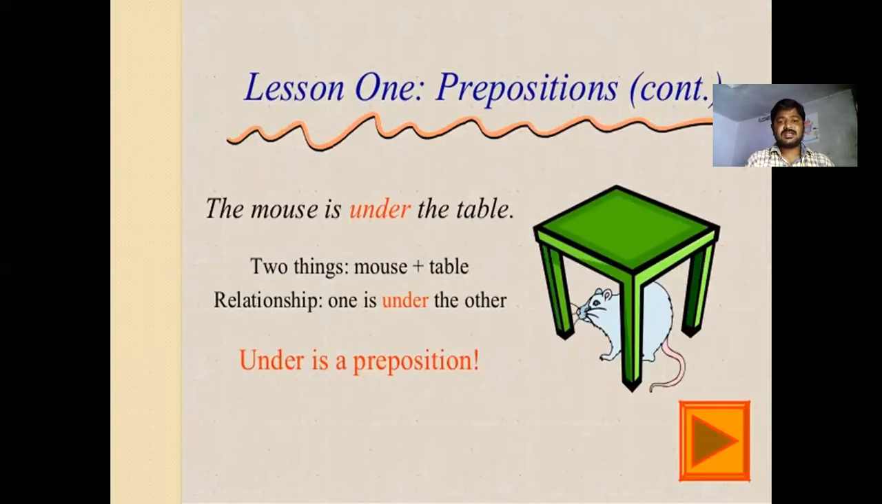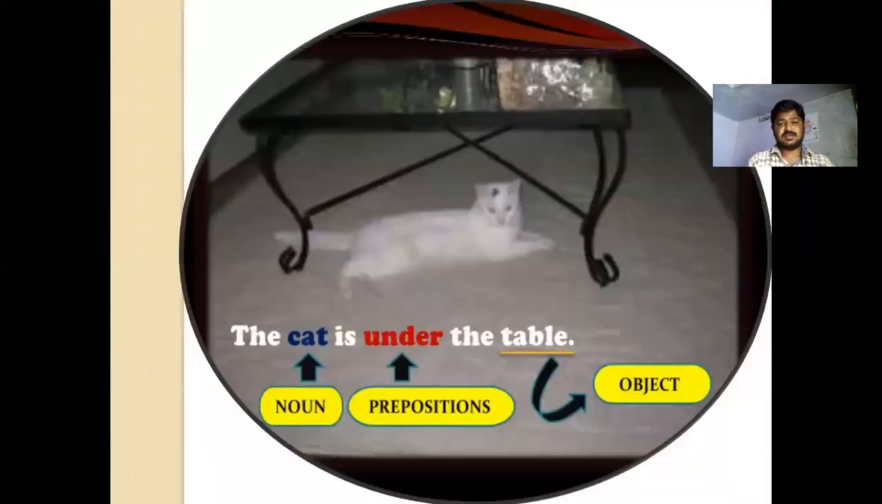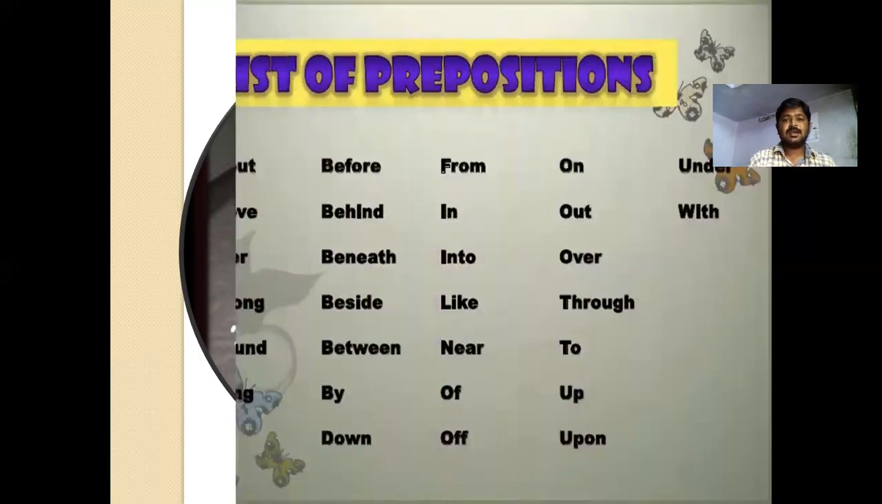The mouse is under the table. Here you can again see two things, mouse and table. One is under the other. Under is the preposition here. The cat is under the table. The cat is a noun, table is the object, and the preposition is under.